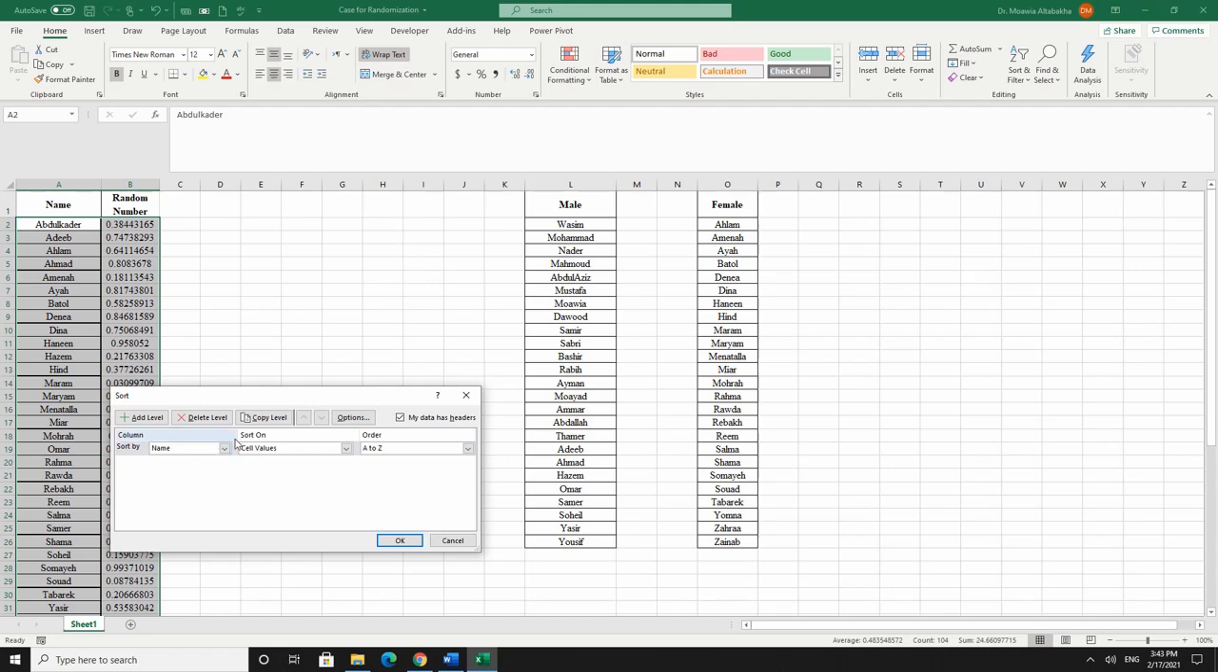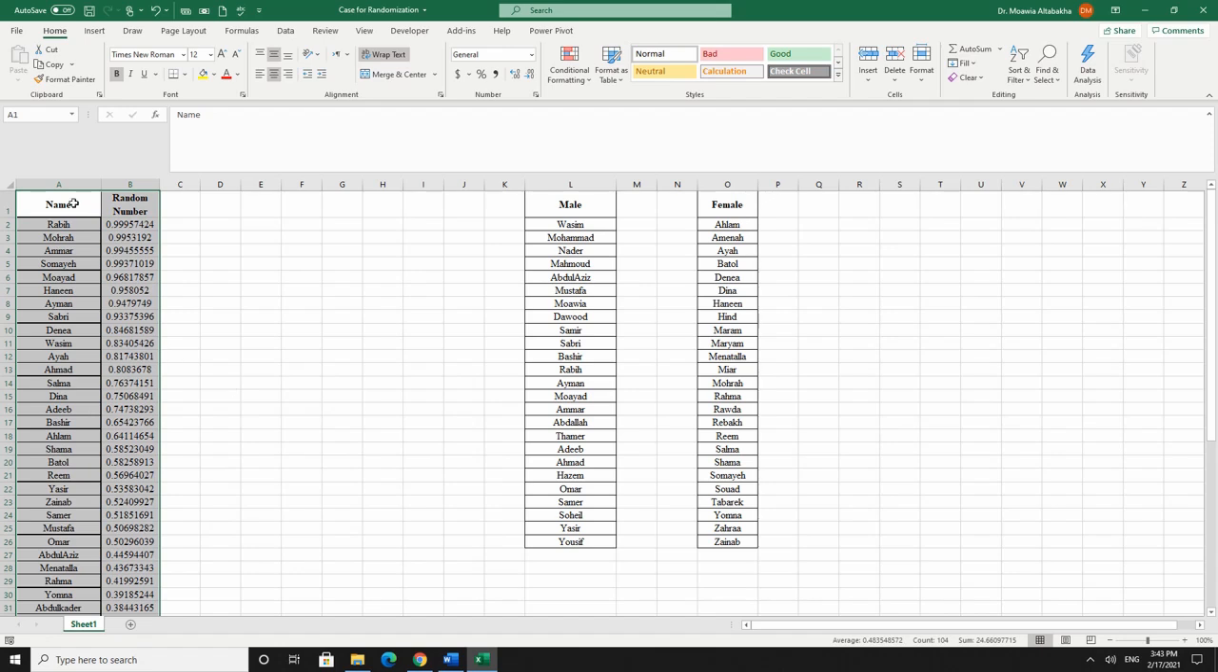Yes, here is the name. It asks me, do I sort it by name? No, I don't want that. I don't want it by name. I want it by the random number generated, from the smallest to largest, or you can choose largest to smallest. Okay, look who we have now: Rabih is first, Mahra second. So I can take the first 26, which are these.